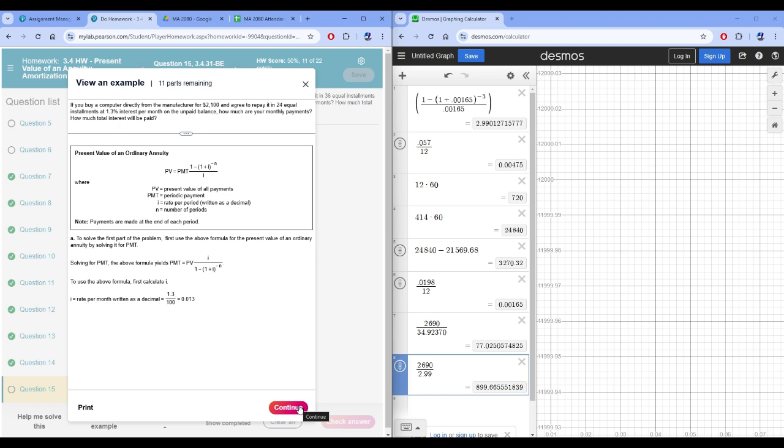Stop the first part. First use the present value of an ordinary annuity. Oh no, that's fine. Everything here is correct. Yeah, no, they just switched them because they divided it. I got that.